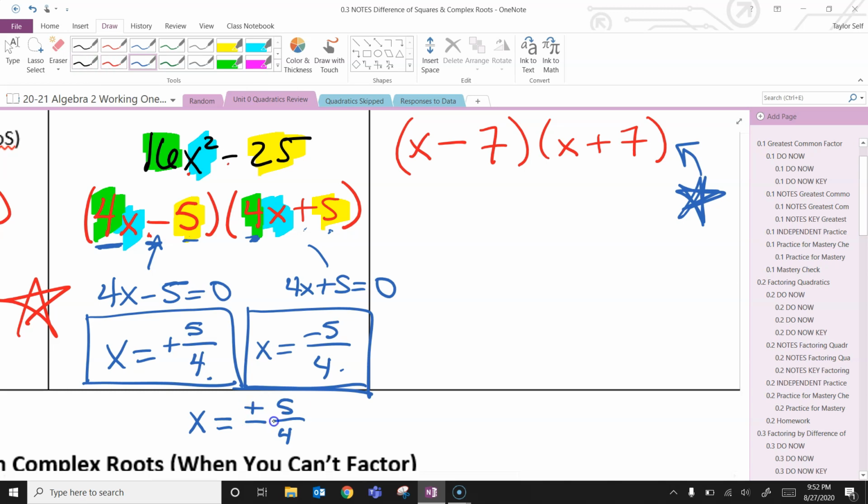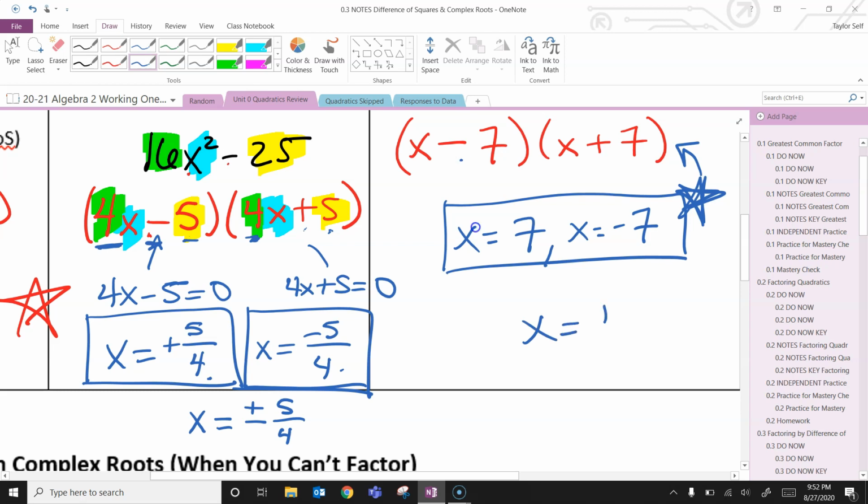All right, this one should have taken like 2 seconds. You flip the sign. x equals 7, x equals negative 7. Or you could say x equals plus or minus 7. Cool. All right, moving on.